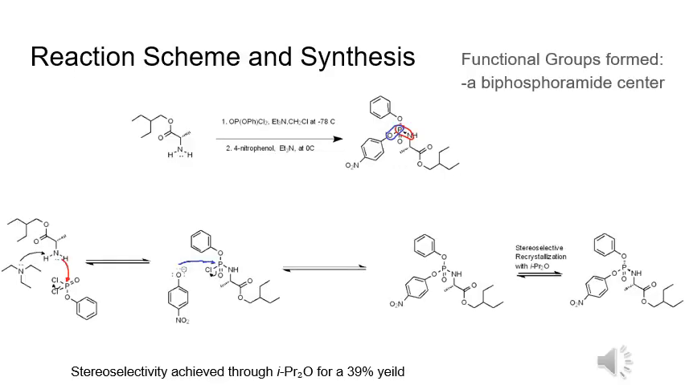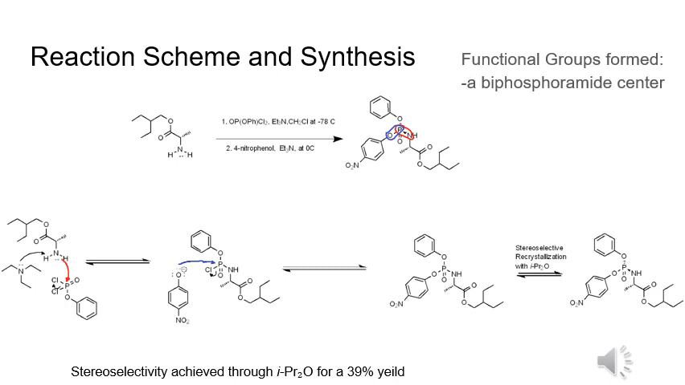The scheme shown above represents steps 18A through 22B of the second generation synthesis of C-nucleoside prodrugs from the Siegel paper that we read in class. It converts an amine to a biphosphoramide center using a two-step reaction.